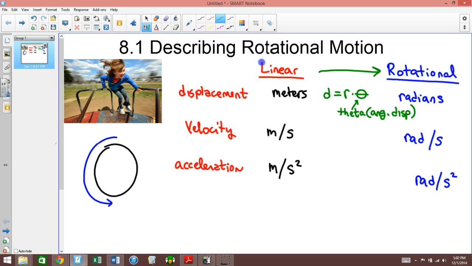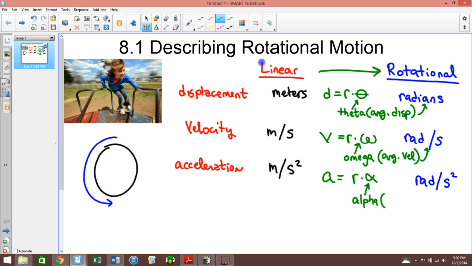There's another one for velocity. Linear velocity equals r times angular velocity. This is a Greek letter, omega. It's like a W with a loop in the center. It means angular velocity. It's in radians per second. And then acceleration, a equals r times alpha, which stands for angular acceleration in radians per second squared.